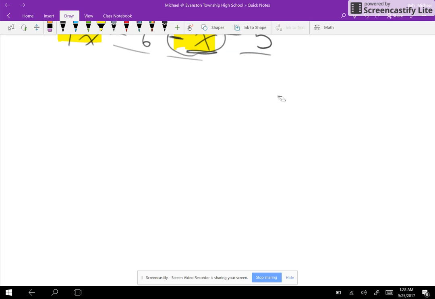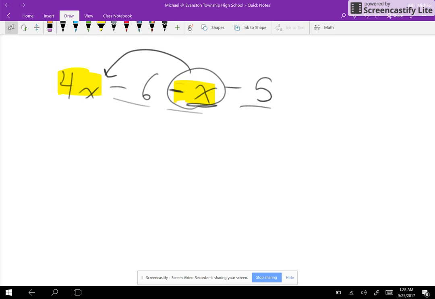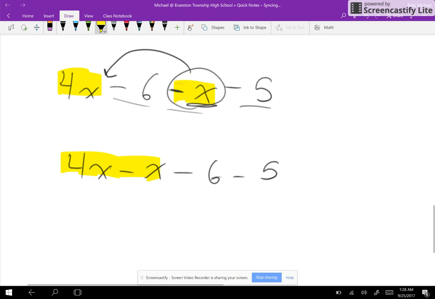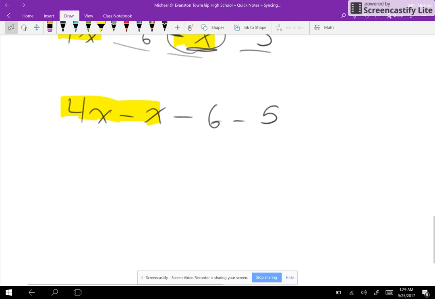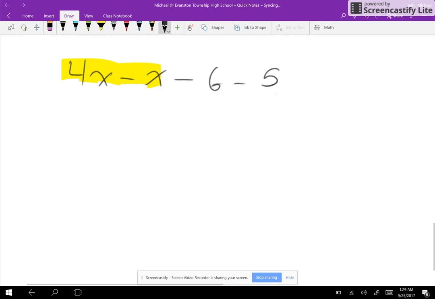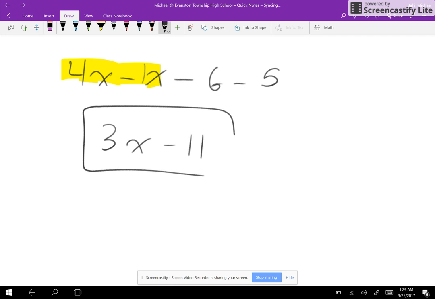Okay, so rewriting this, we get that, and now our like terms are next to each other, and combining like terms, you get. And remember, this is a 1x. It's the same thing. This is 3x minus 11.